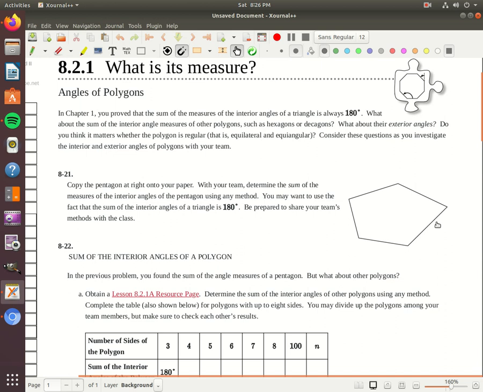So anyways, that's kind of what we're looking at in this chapter. It's a pretty cool chapter. You can kind of see how triangles work in other shapes, like we talked about multiple times, and this is just going to be another example of that. So copy the pentagram at the right on your paper. With your team, determine the sum of the angle measures of the interior angles of the pentagon using any method.